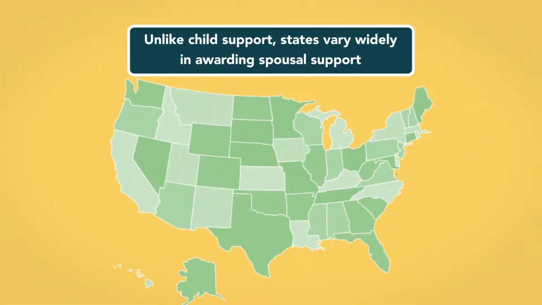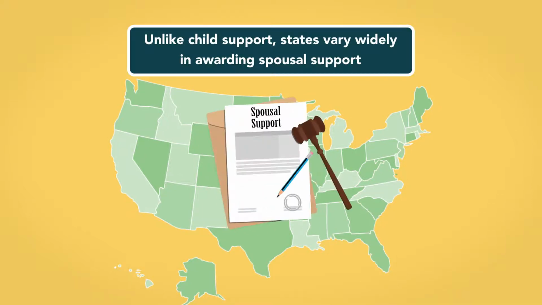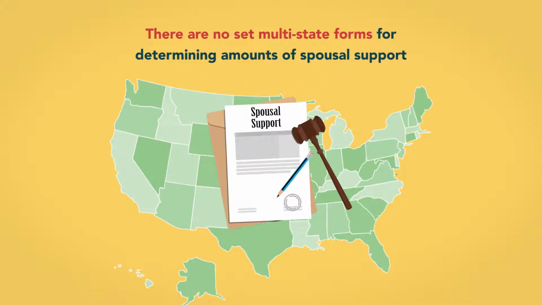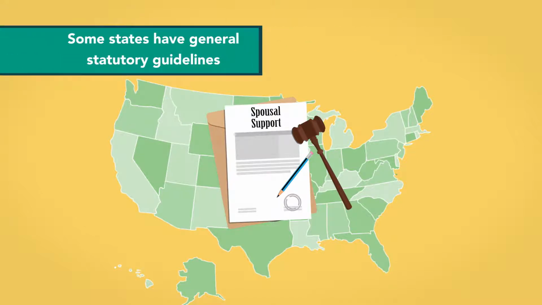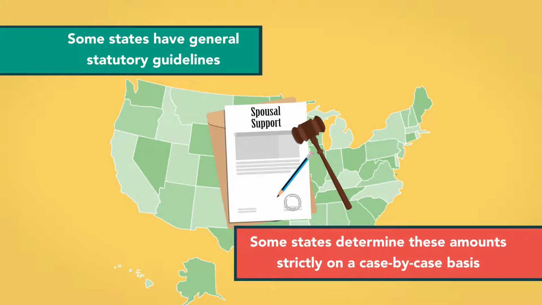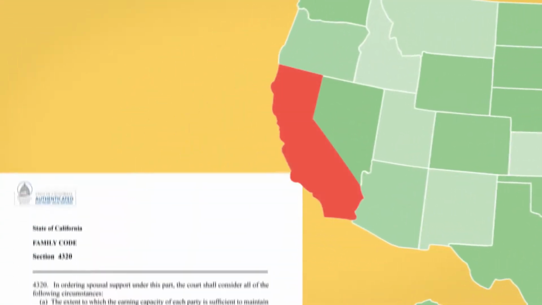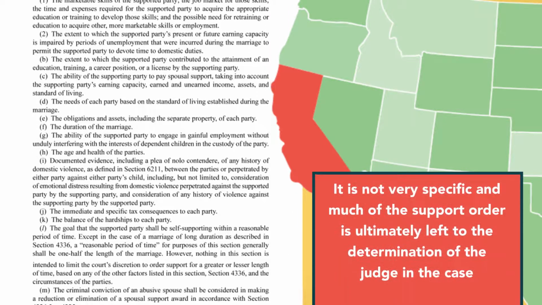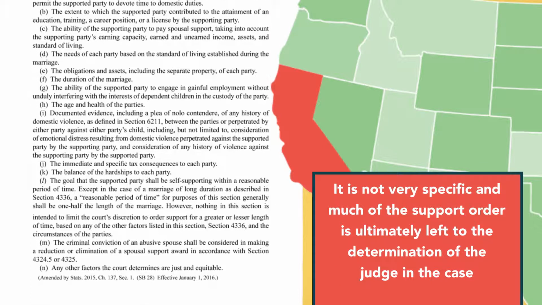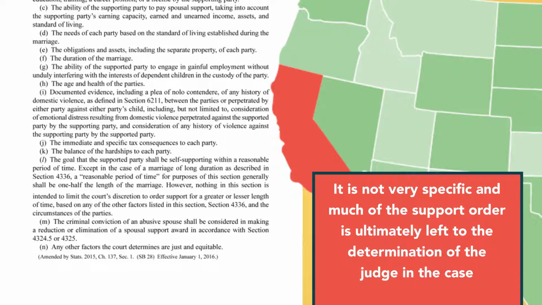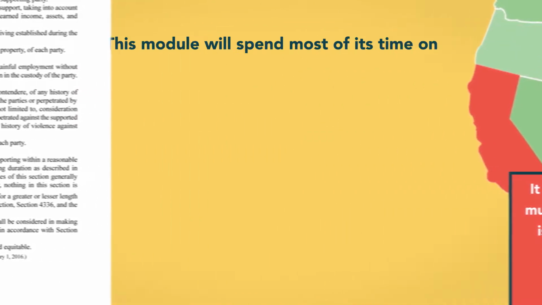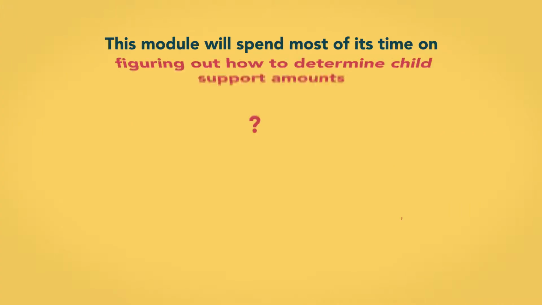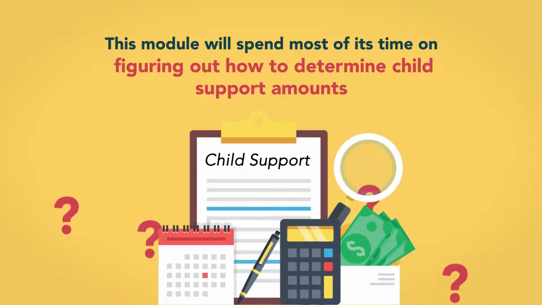Unlike child support, states vary widely in awarding spousal support. There are no set multi-state forms for determining amounts of spousal support. Some states have general statutory guidelines, and some states determine these amounts strictly on a case-by-case basis. A notable exception, California, has a lengthy statute for determining spousal support, but as you can see, it is not very specific, and much of the support order is ultimately left to the determination of the judge in the case. Because of that, this module will spend most of its time on figuring out how to determine child support amounts.